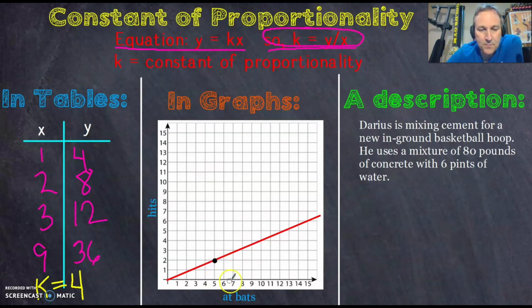5, 2, 10, 4, and 15, 6. Those are the points that you see.